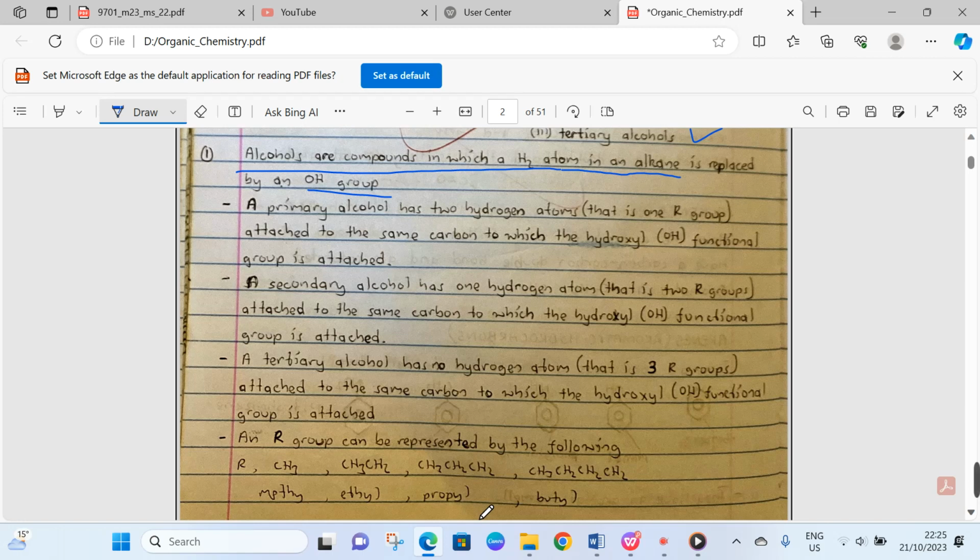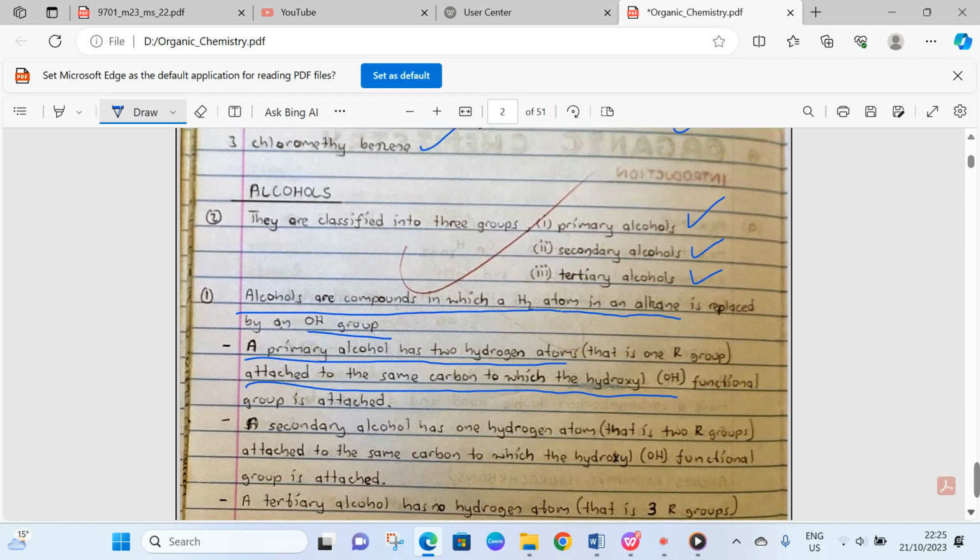So now let us talk about these different types of alcohols. A primary alcohol has two hydrogen atoms, that is one other group, attached to the same carbon atom to which the hydroxyl OH functional group is attached. Now let me explain something there. Let me show you what I mean by that. So let's say this is my alcohol, right?